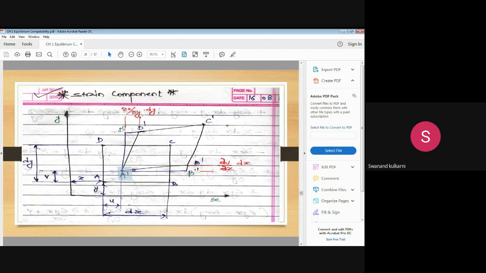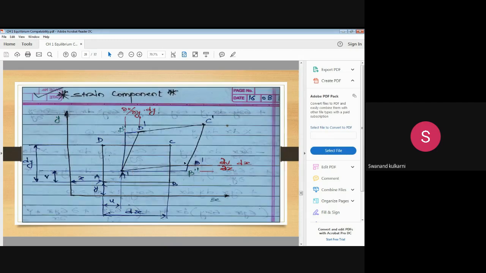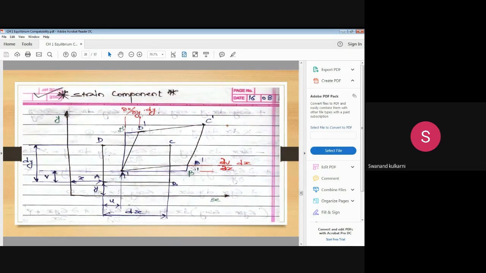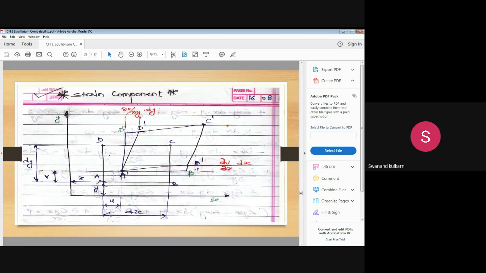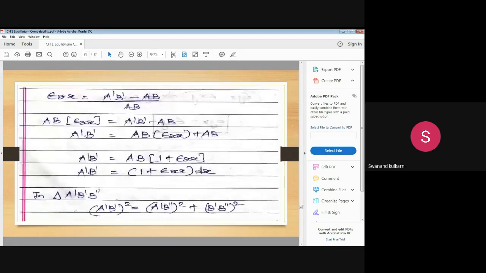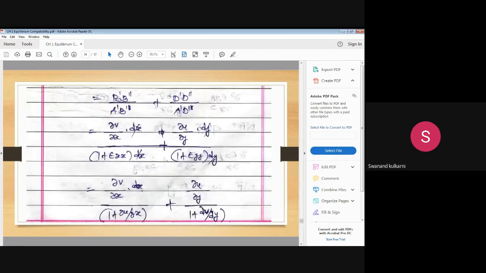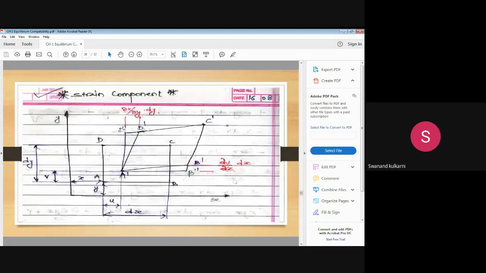So this particular angle we are considering is b dash a dash b double dash plus d dash a dash d double dash. For shear strain, for that purpose we are considering this angle as tan theta. Then this becomes b dash b double dash upon a dash b dash. Same reference is taken here. So here also d dash d double dash upon a dash d dash.